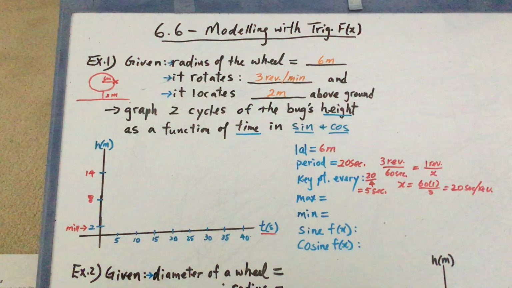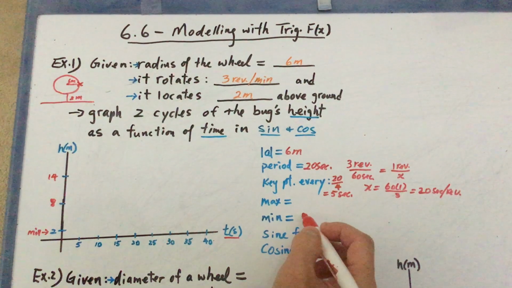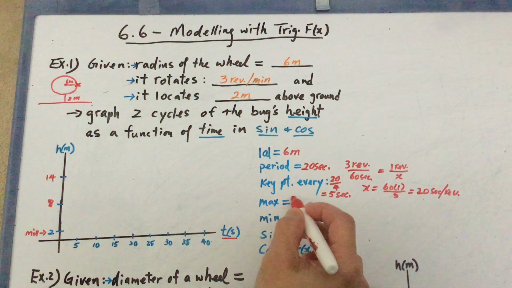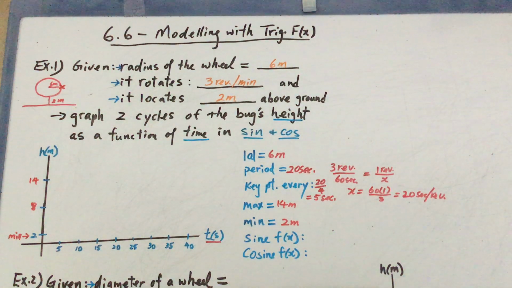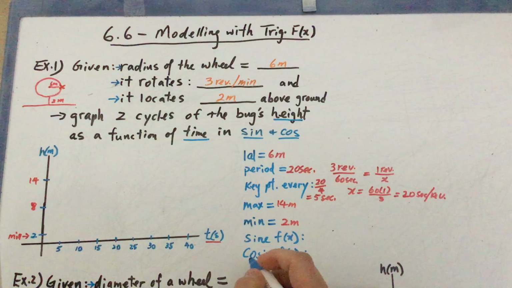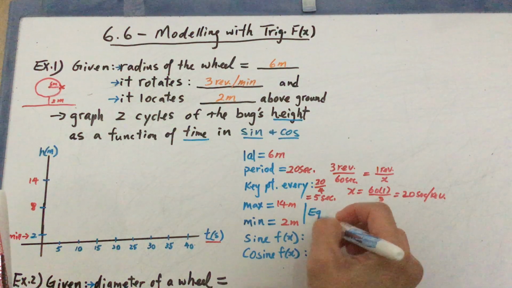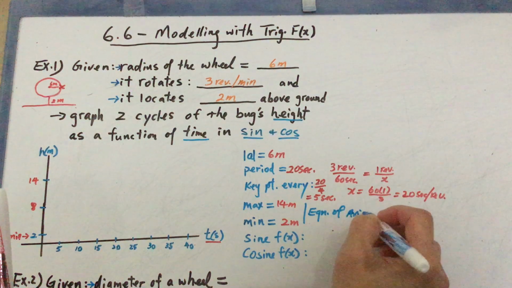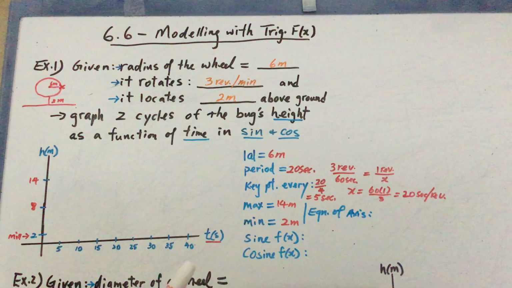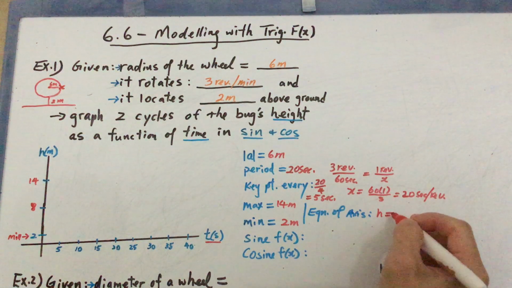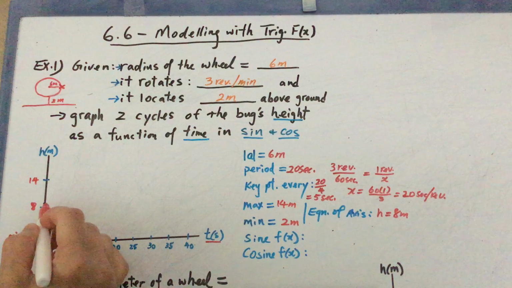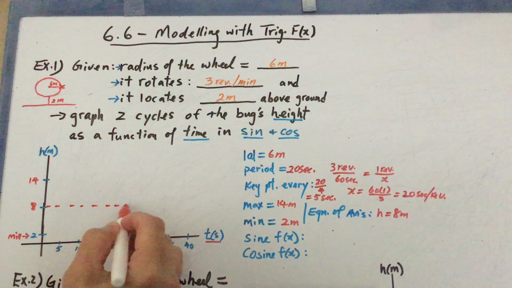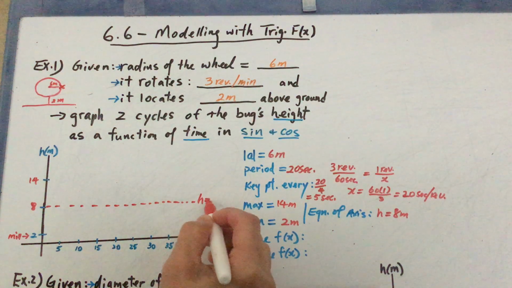Okay, so right now I can put in the information about a 2 m here, but the maximum is going to be 14 m. And right away we know the equation of the axis. The middle line is going to be height equal to 8 m. So it's not y anymore, but now it's the height equal to 8 m. I can very quickly give myself this broken line on the graph showing that h is equal to 8 m as your equation of axis.